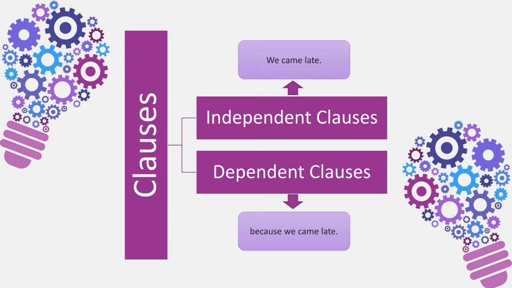There are two types of clauses, independent clauses and dependent clauses. Independent clauses can stand alone as a complete sentence. For example, we came late. This gives a complete thought and it is a complete sentence. A dependent clause cannot stand alone as a complete sentence. It depends on another clause to give a complete message. For example, because we came late.